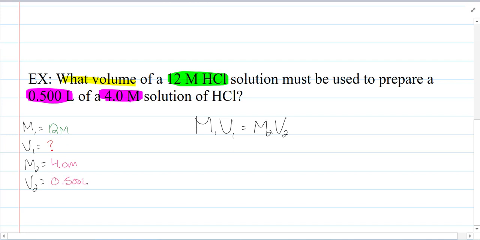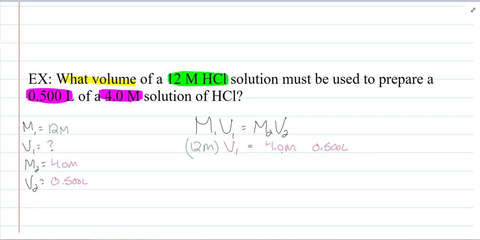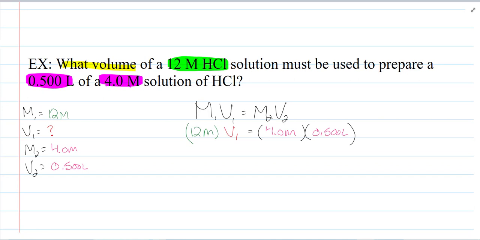Just plug in. 12 molar times V1, which we don't know, equals M2, 4 molar, times 0.500 liters. We solve that, divide both sides by 12. V1, I get 0.17 liters, or 170 milliliters. So that is dilution. So now let's do our examples for day 33.